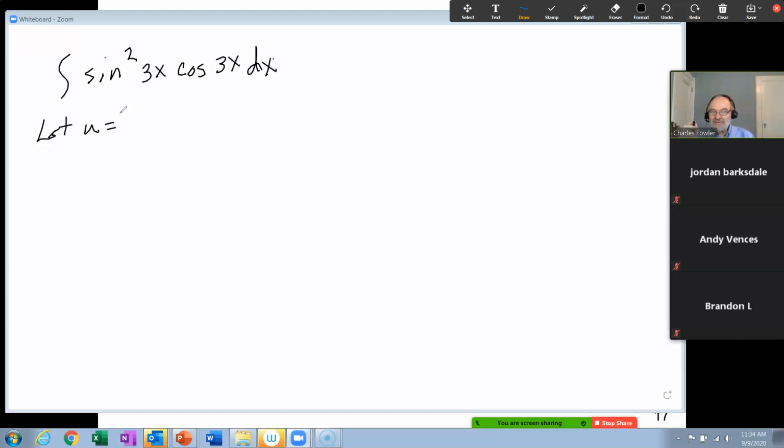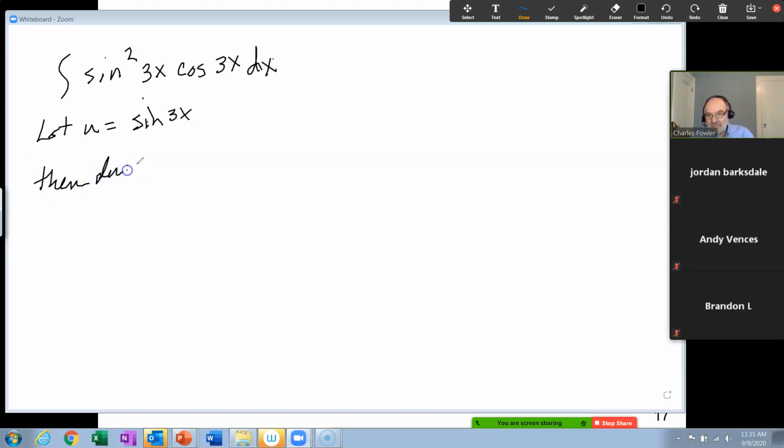Now here's the deal, and this is where the idea of pattern recognition comes into play. Which is more complicated, sine squared or cosine? I would say the squaring function is more complicated. So let's do the innermost part of that squaring function, which would be the sine of 3x. Now, someone might argue, no, the innermost part would be 3x. And if you did it through 3x, that works too. But let's see if we can do it this way.